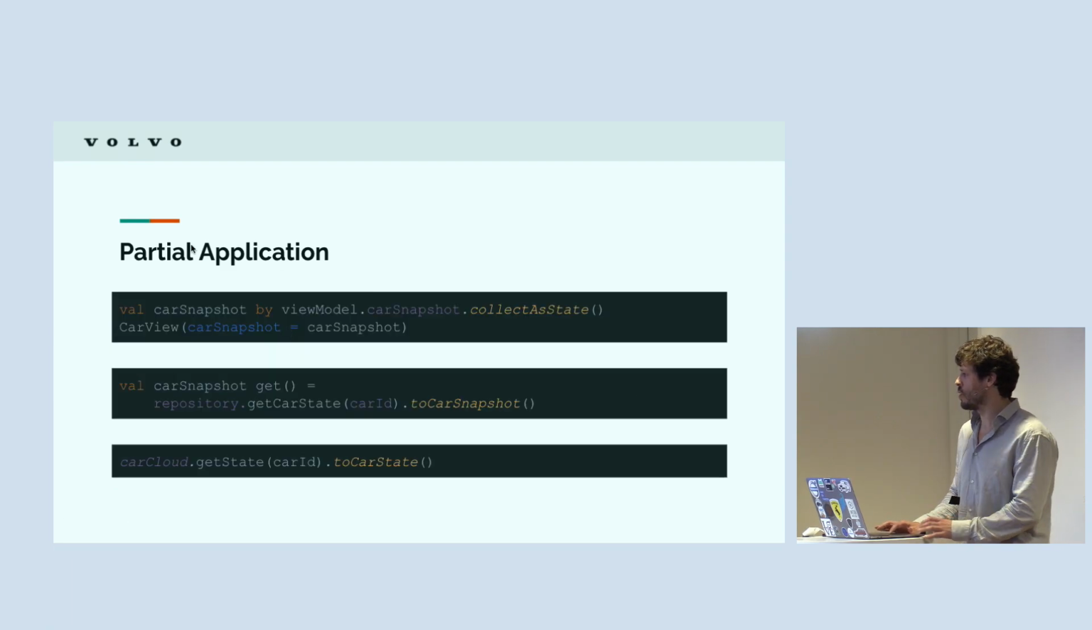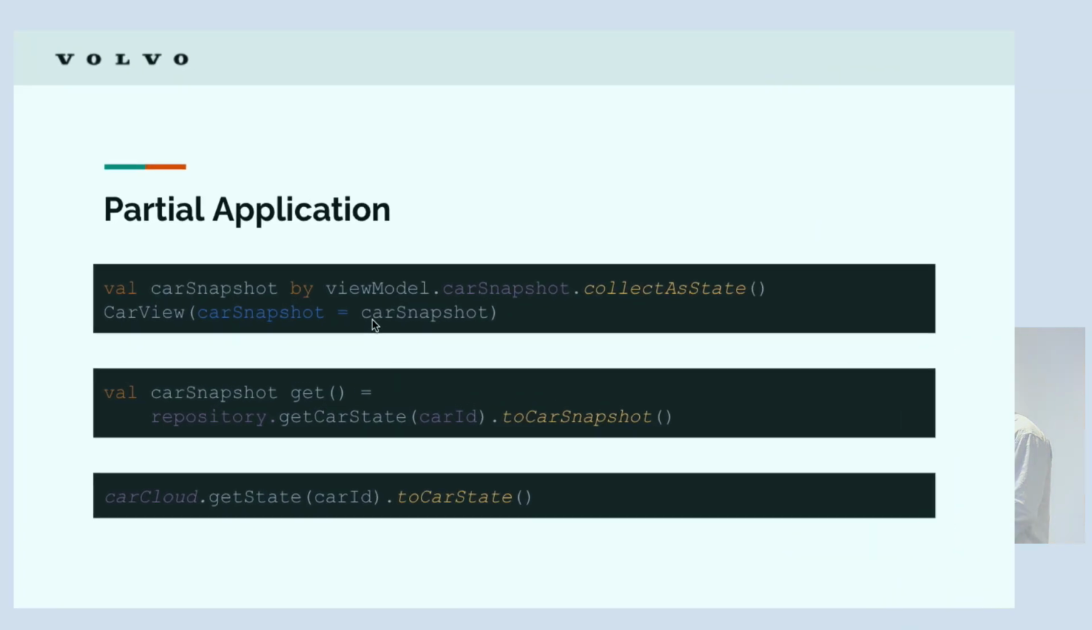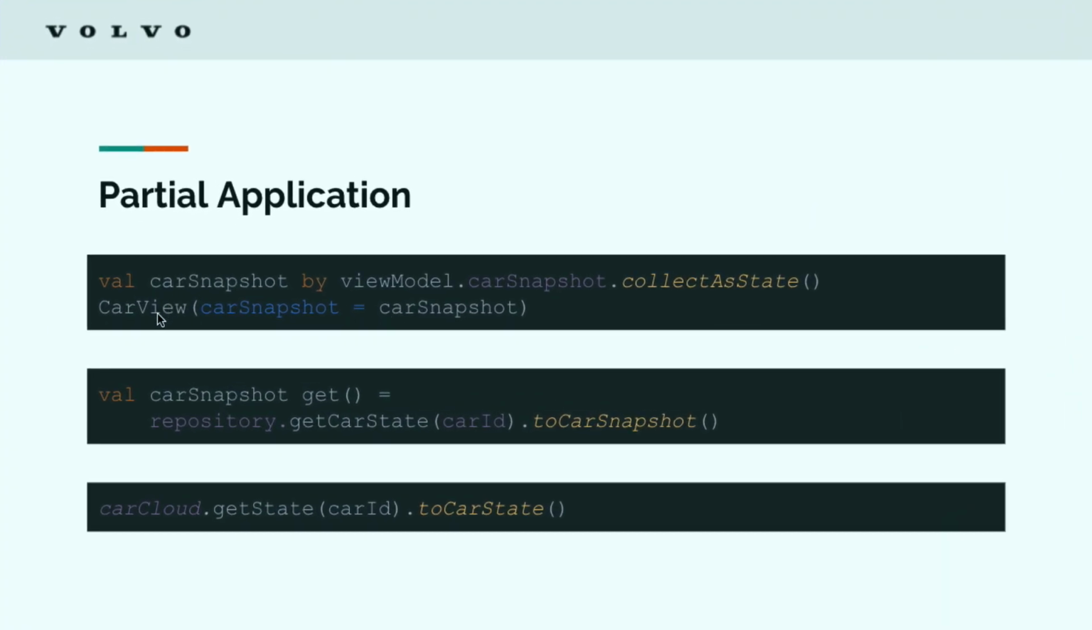So we say that on our UI, we are presenting a car snapshot, and we get this car snapshot from the view model. On the view model, we get the car state from the repository. On the repository, we get it from the cloud. Do you see the second argument on each of these steps?